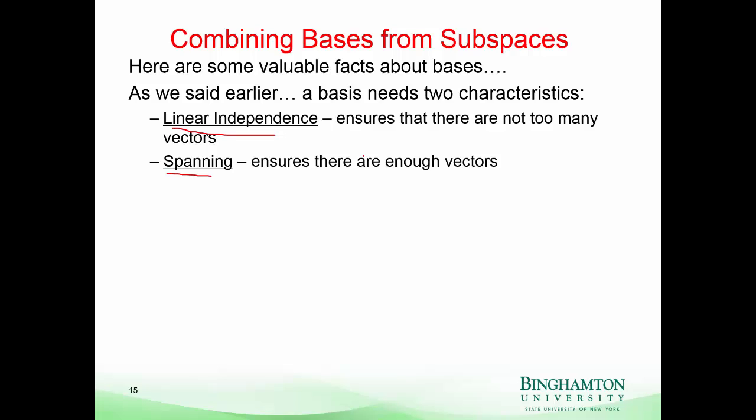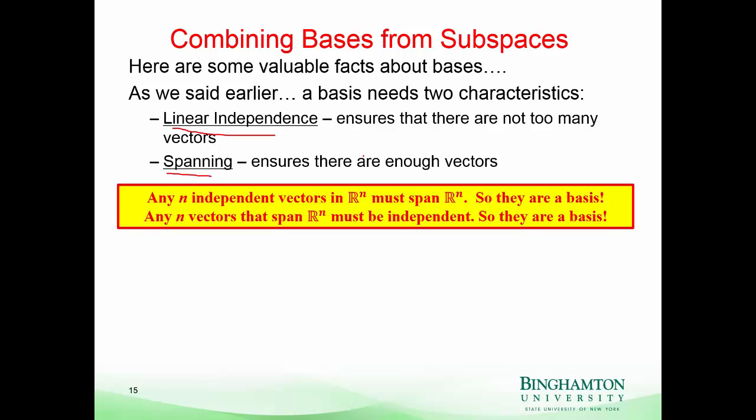Let's not just put everything into our basis. Let's limit it to some smallest number of vectors that will do the job. So those two things together give us a basis. We'll hit everything from the basis, but we have a small set with which to do that. So in Rn, any n independent vectors must span Rn, so they are a basis. And likewise, any n vectors that span Rn must be independent, so they are a basis.